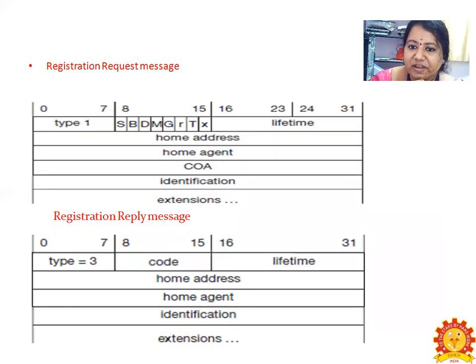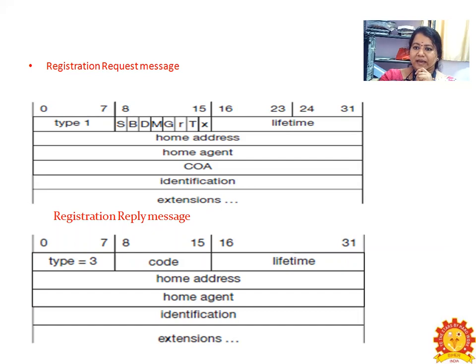Next, the registration request message and the registration reply message. In the registration request message, we'll be having 0 to 7, next 8 to 15, next 16 to 23, and 24 to 31. So 0 to 7 is the type, which is 1, and 8 to 15 here we'll be having S, B, D, M, G, R, T, X, and from 16 to 31 we'll be having the lifetime.